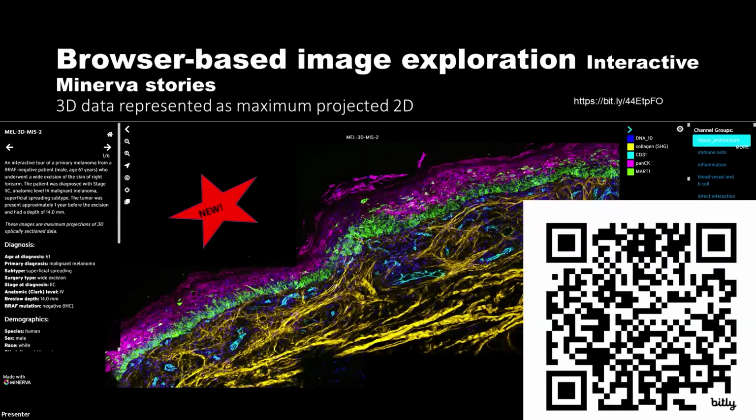If you'd like to have a look at the data, we have developed a tool called Minerva Stories, which gives you a Google Maps feel to the size of data. This works completely in your browser without downloading any files or signing up for subscriptions and watching ads. You can pan and turn channels on and off, but currently this is limited to maximum intensity projections of the 3D data at this time, but we hope that future versions will have 3D capabilities.